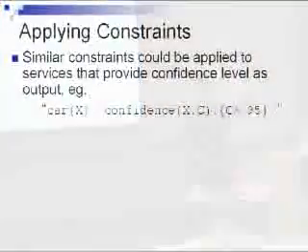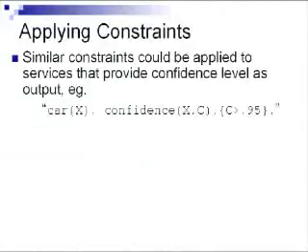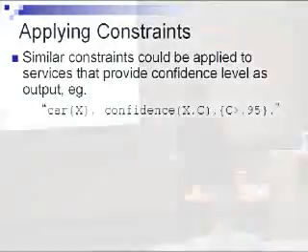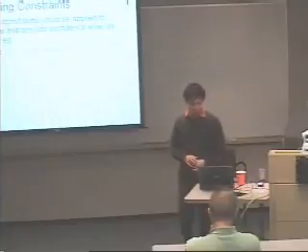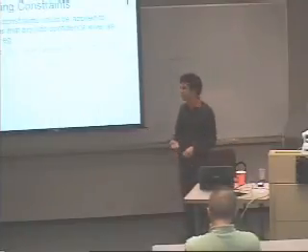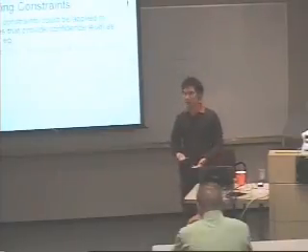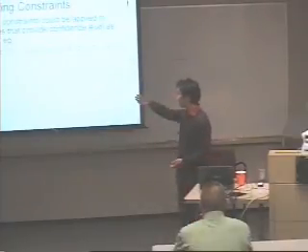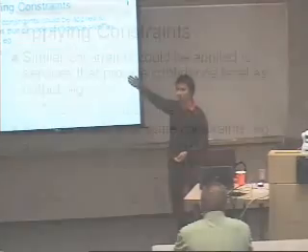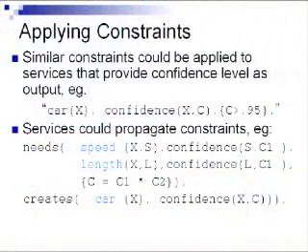So I'm essentially querying for cars with speeds greater than 30. You can similarly apply these kinds of constraints to quality of service values. So for example, if I want cars where the confidence of my car detection is C, I can require that C is greater than 0.95.